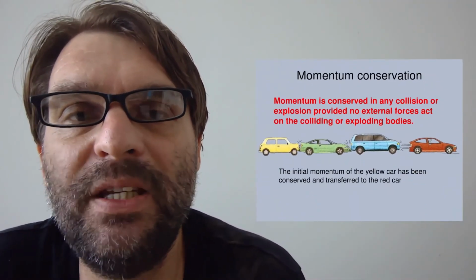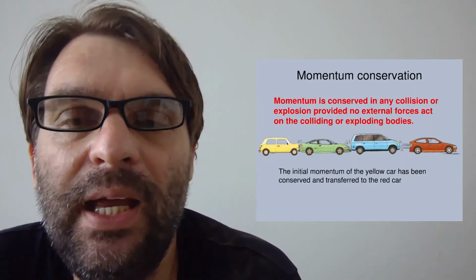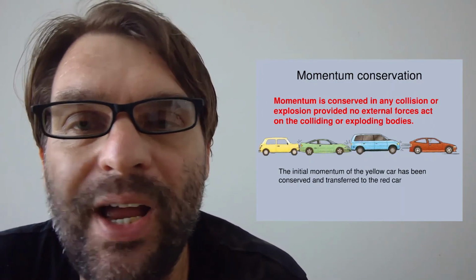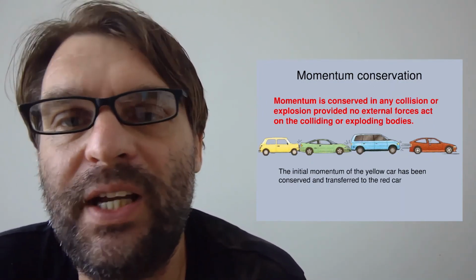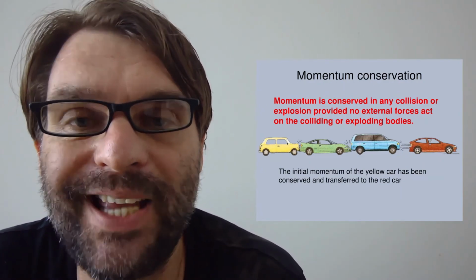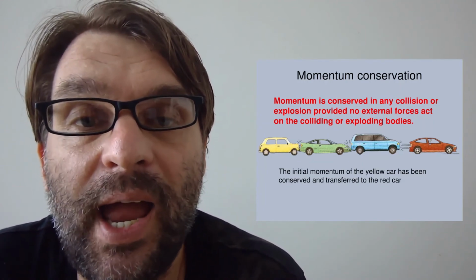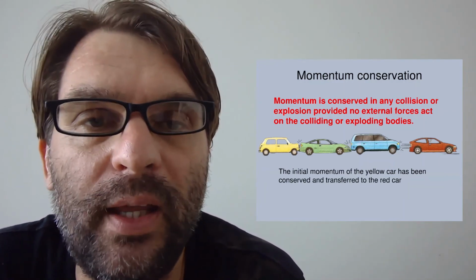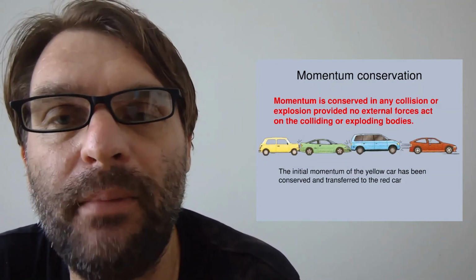So what does this all mean? Well, it's all around momentum conservation. Momentum, just like energy, is conserved after any collision or explosion as long as there are no external forces acting on those objects involved in the collision or the explosion. Okay, so we see this in the visualization here. The initial momentum of the yellow car has been conserved and it's transferred all the way down to the green and the blue car into the red car. And that's known as the conservation of momentum principle.